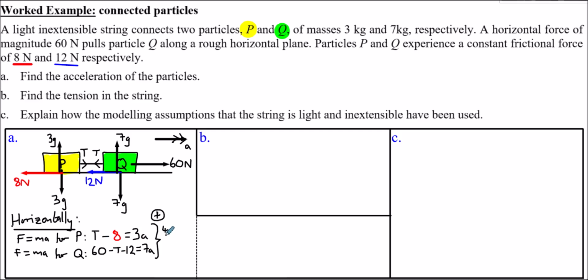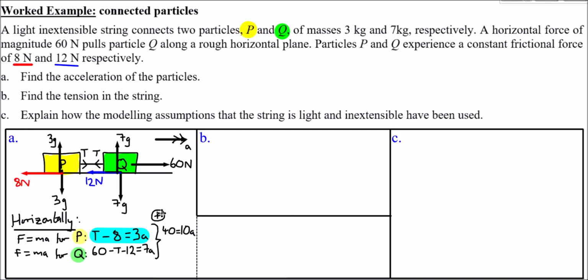So we have 40 equals 3a plus 7a, that's 10a. Now if we divide both sides by 10, therefore a must be 4. 40 divided by 10 is 4. So therefore a is 4.